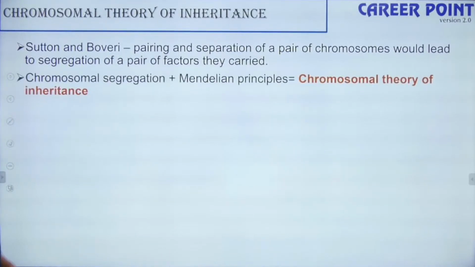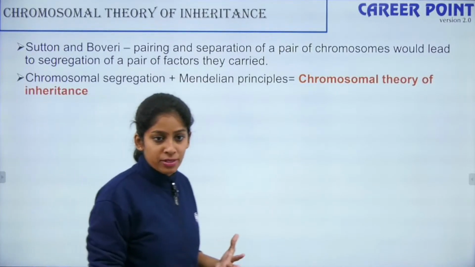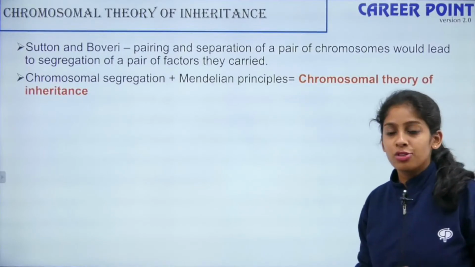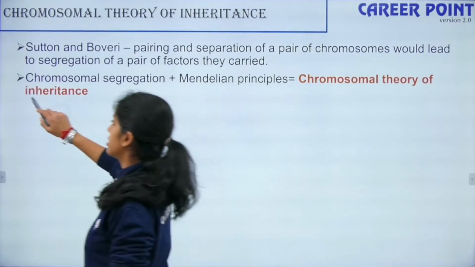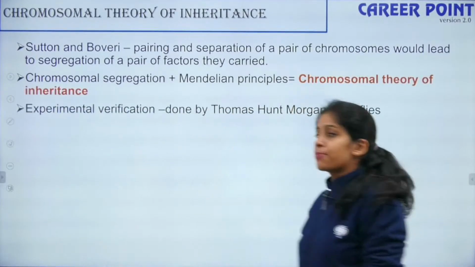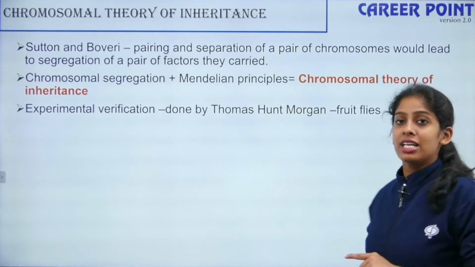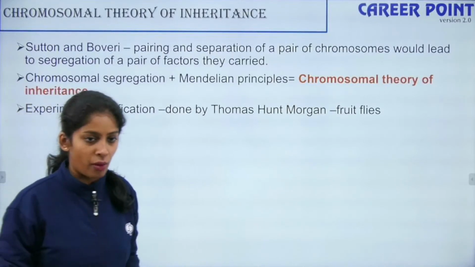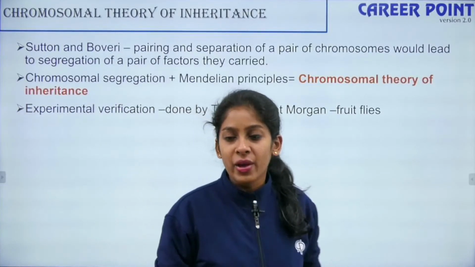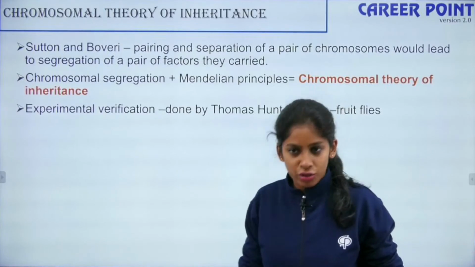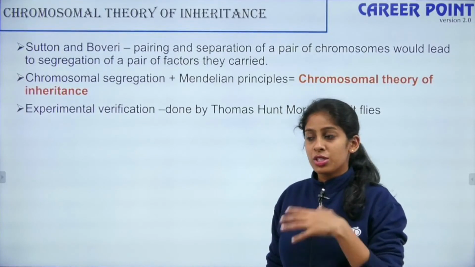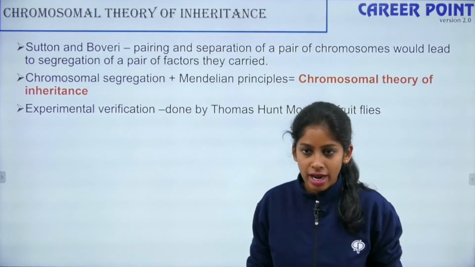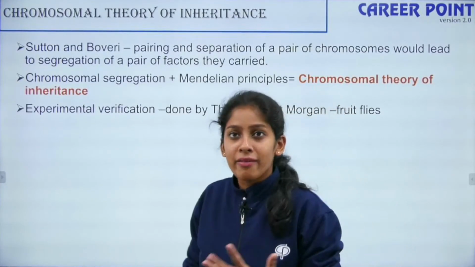So chromosomal segregation plus Mendel's principles of inheritance of one gene and two genes is what gave birth to the chromosomal theory of inheritance. So the experimental verification: if there is no verification, no one is going to believe our work, right? Me continuously talking without solving problems will do no good to you. Only when I solve questions and clear your doubts, you know, okay, ma'am knows something that she's talking about, right? In the same way, we all need evidence, right?